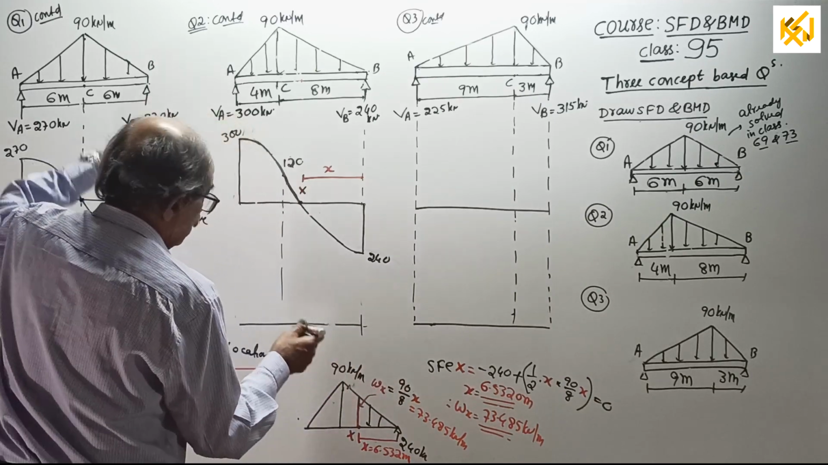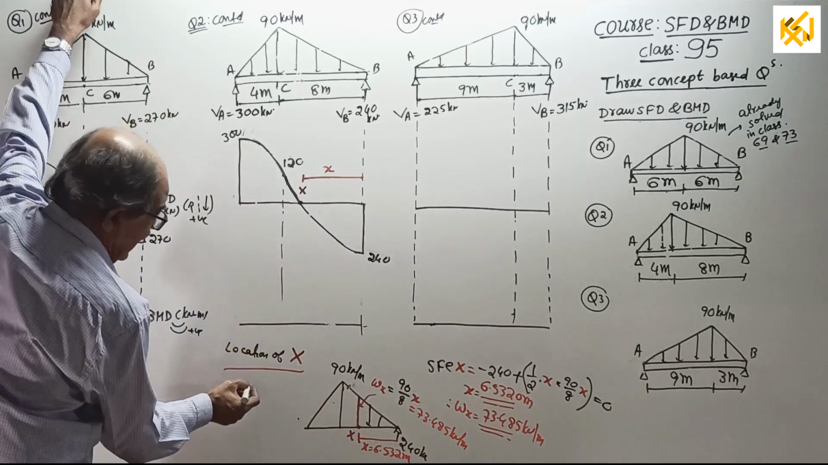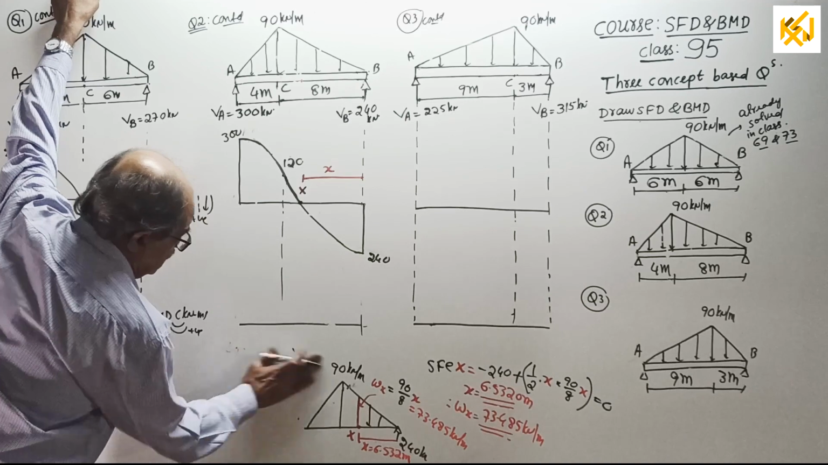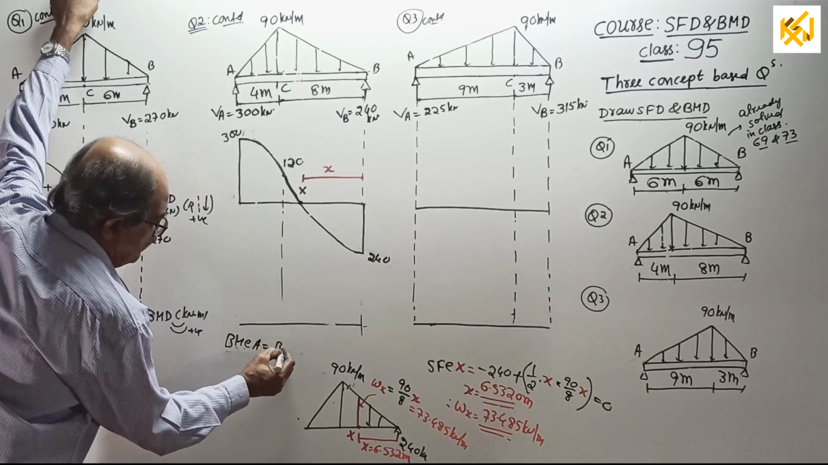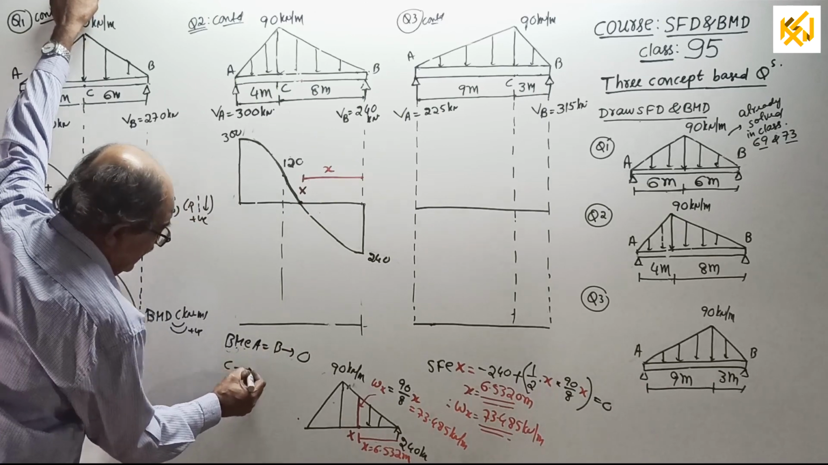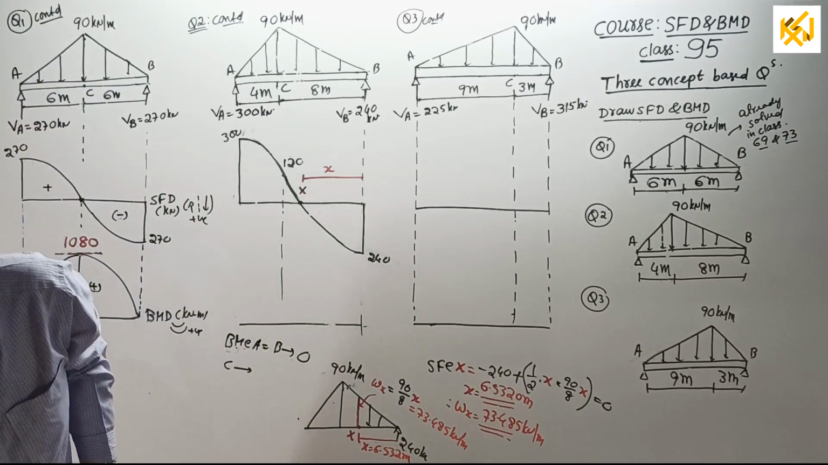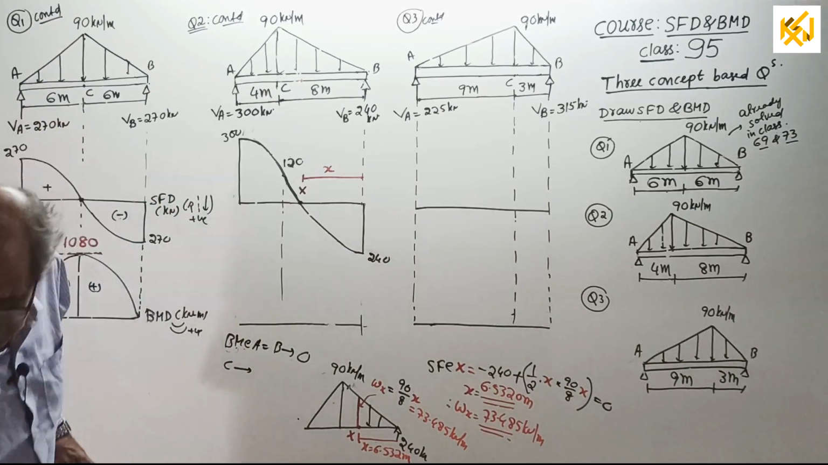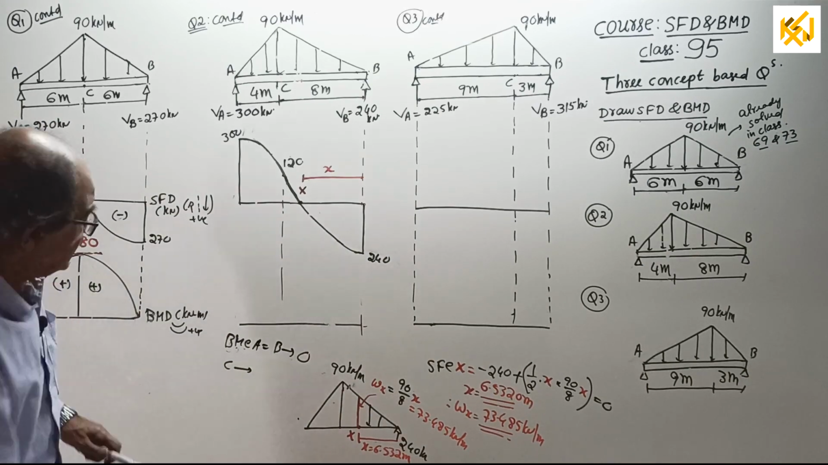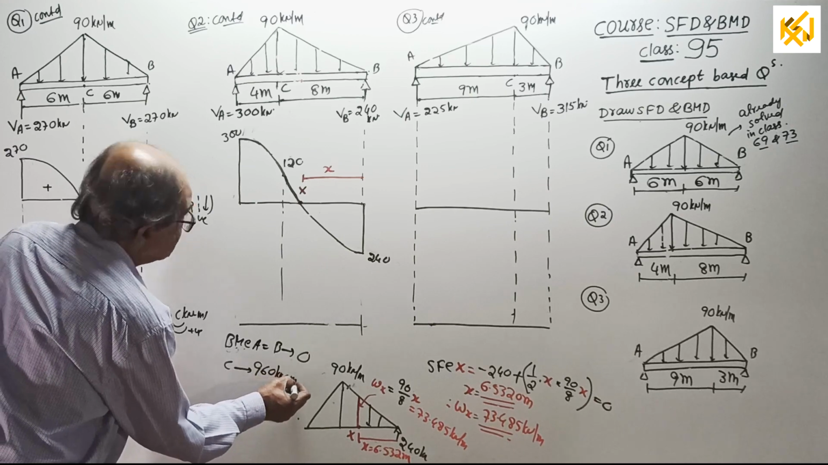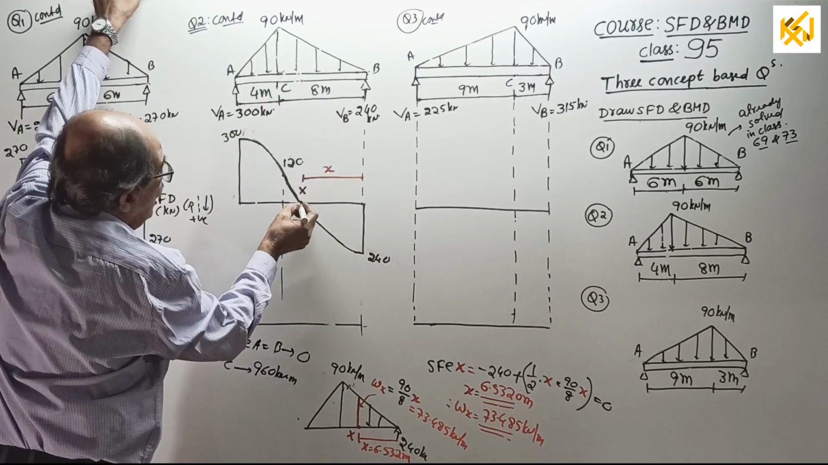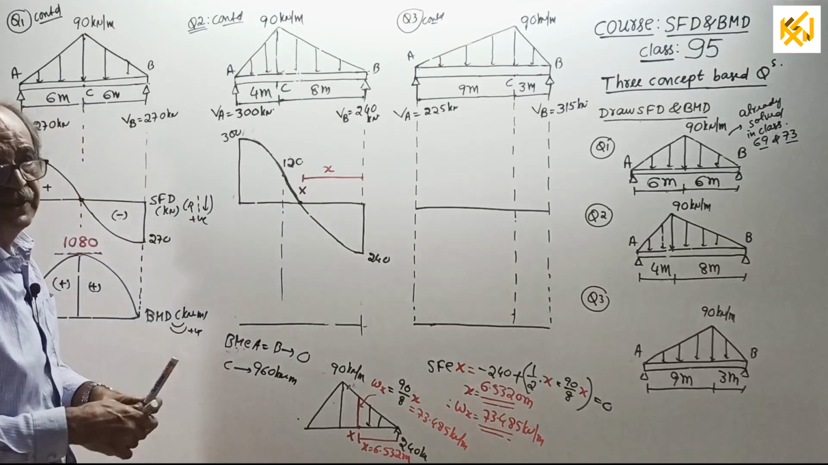So when I go for BM calculation there, I will remove this one now. BM at A and B both are 0. At C, how much I told just now? I explained 960. Yes, 960 kilonewton meter. Now, lastly, you also require BM at X. That I will show the calculation for you.